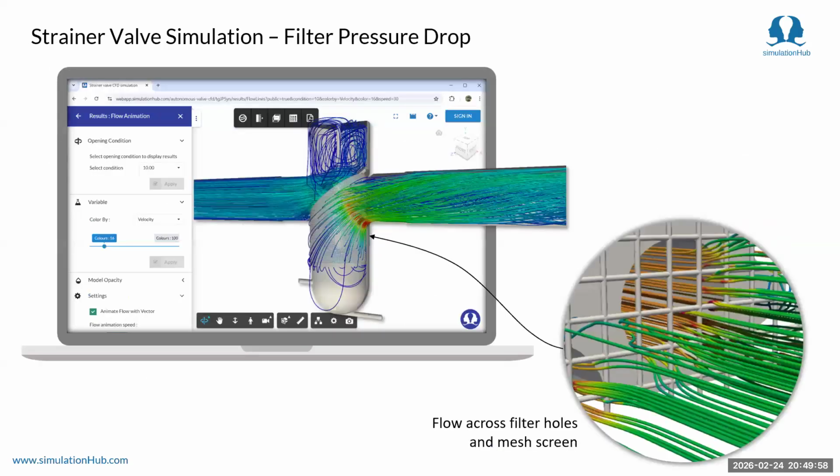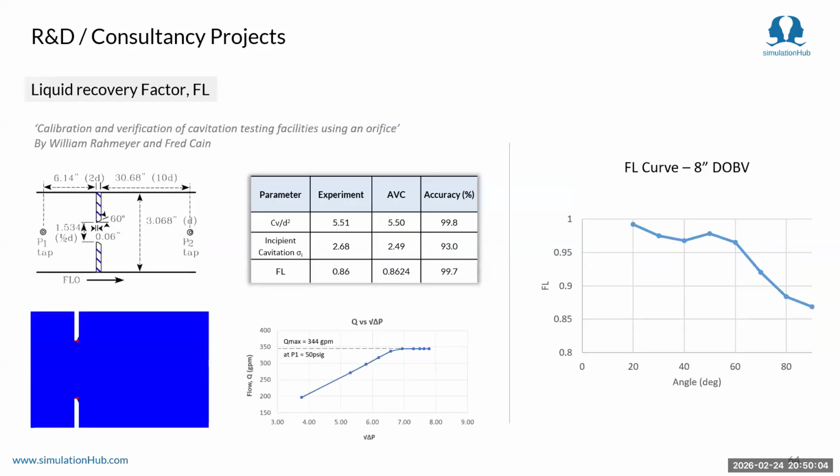Again, one more thing, a different one: a strainer valve flow simulation. So some R&D and consulting work at present. Currently we got some success in incipient cavitation, which is implemented in the app, and in liquid recovery factor. There we are getting some success. This we have not integrated into the app yet, but we are taking it on a case-to-case consultancy basis. This is a typical FL curve for one of the cases, an 8-inch double offset butterfly valve. So you can see that.